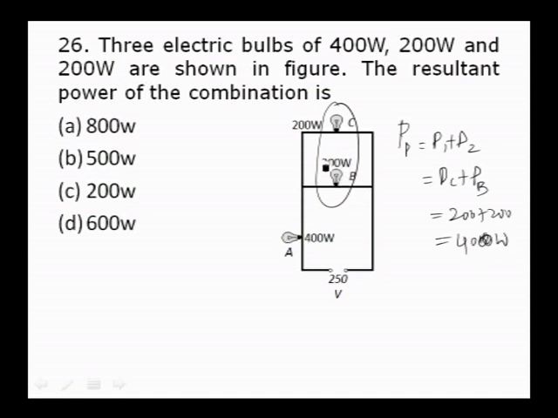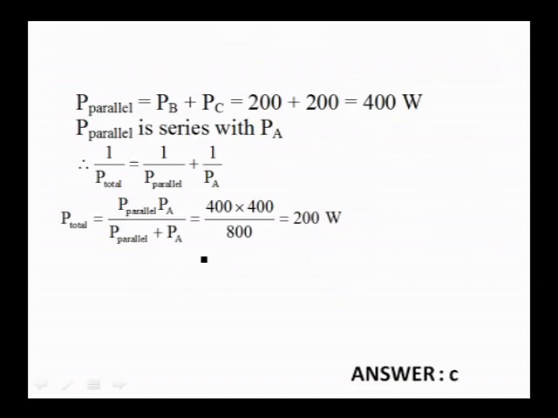Okay. This 400 watt is in series with the 400 watt bulb. Both are in series, like this. This is the combination, the parallel combination, 400. When they are in series, we have effective power in series given by 1 by PS is equal to 1 by P1 plus 1 by P2. Using this formula, we can calculate P total is equal to P parallel, that is P1, that is PA.